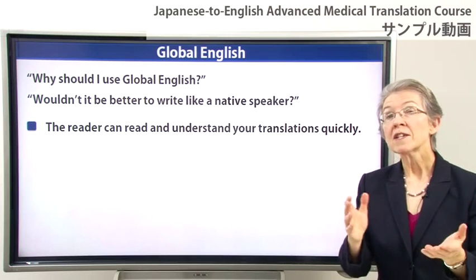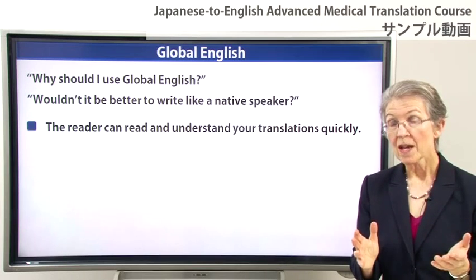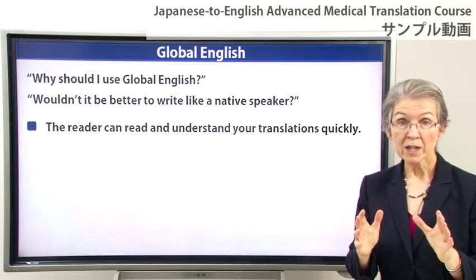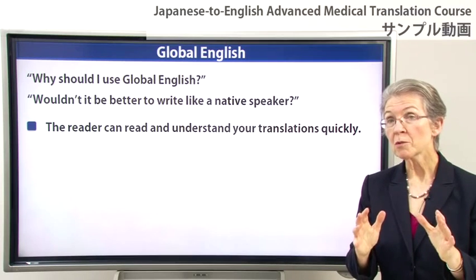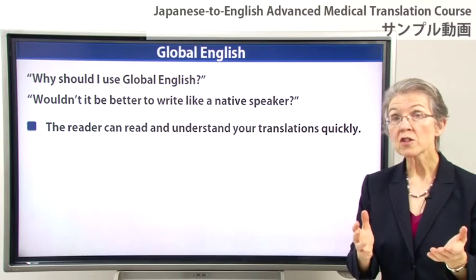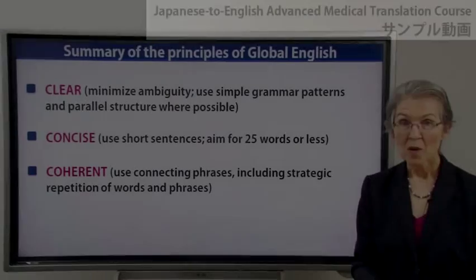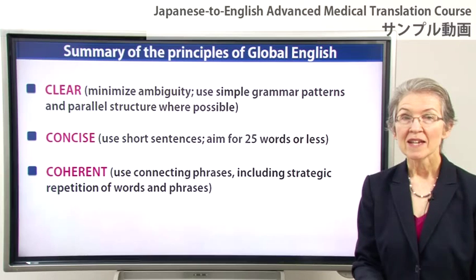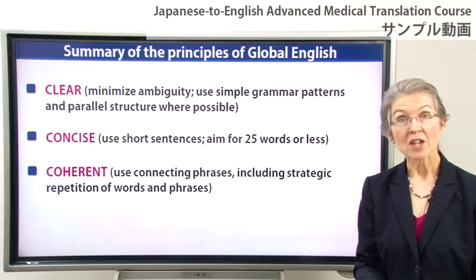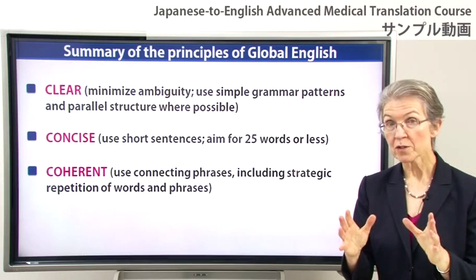These days, even native English writers are beginning to use global English. They want to write for a global market, and clear, understandable English is a useful job skill. And of course, this is also true for non-native writers. We'll look at global English. It's a system that will help you translate Japanese into clear, understandable English for international readers in your field.